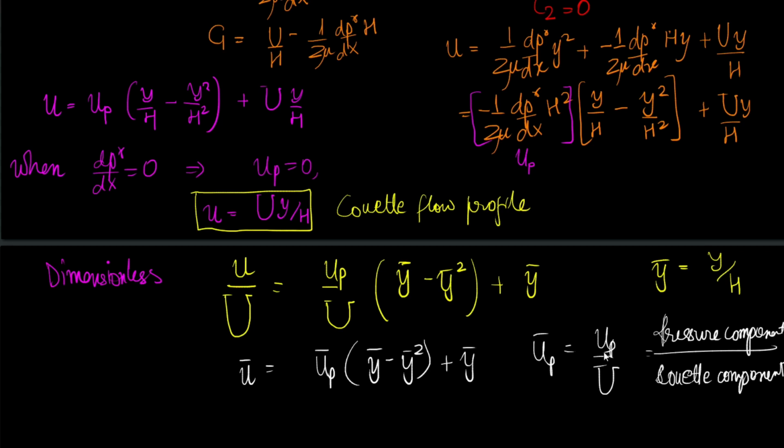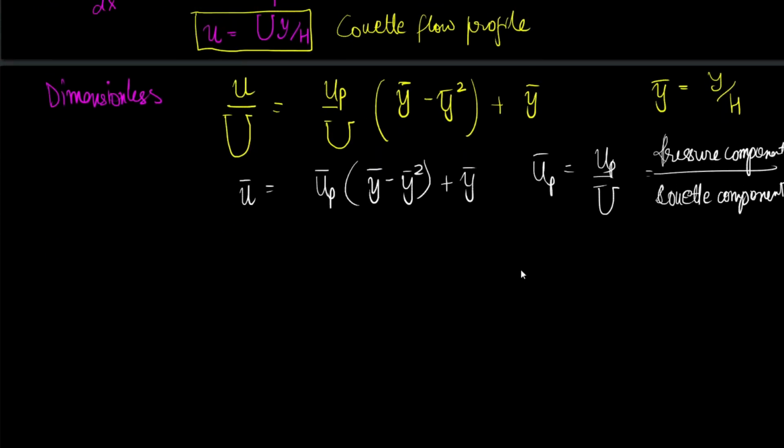So depending on which term is dominant, you will obtain different flow profiles. So if the flow is dominated by up, that is if up bar is quite large, then you will tend to see a parabolic profile rather than a linear profile. But if the plane Poiseuille component, that is up, is quite less compared to capital U, then you will obtain more or less a linear profile.